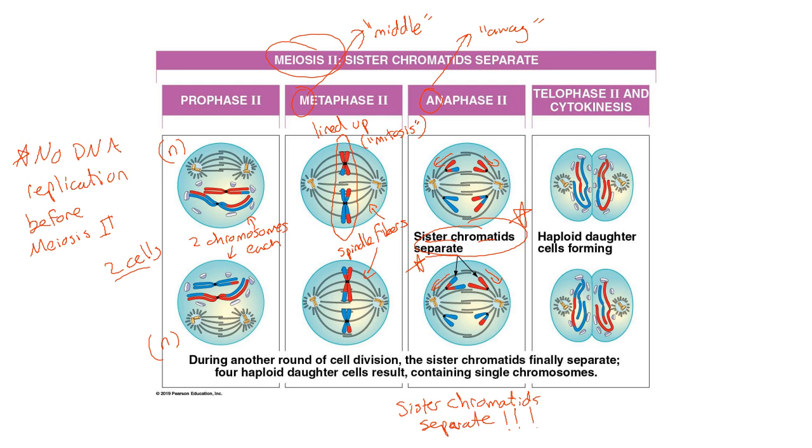At the end of the day, after telophase two and cytokinesis, what happens? We end up with four cells. Each cell is going to be haploid, and each cell has two chromosomes. We started with one cell with four chromosomes. We end up with four cells with two chromosomes each, and that is meiosis.